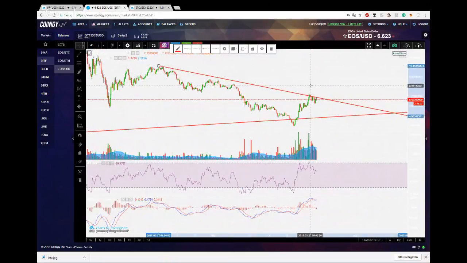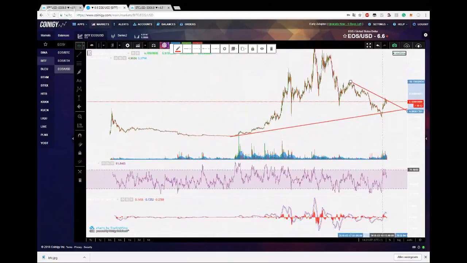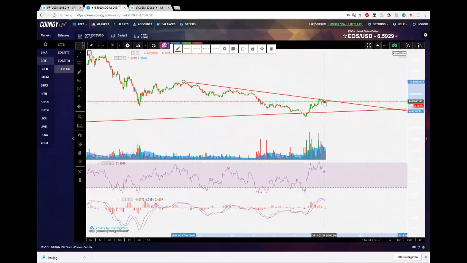Where we are going to break out is really going to depend on what Bitcoin is going to do. I think EOS is just going to chill inside this wedge until the beginning of next month, something in that range. Our size pretty high. MACD just turned a little bit bearish. Is that a problem? No, I think it's just going to bounce here and eventually we will have to pick a side, up or down.